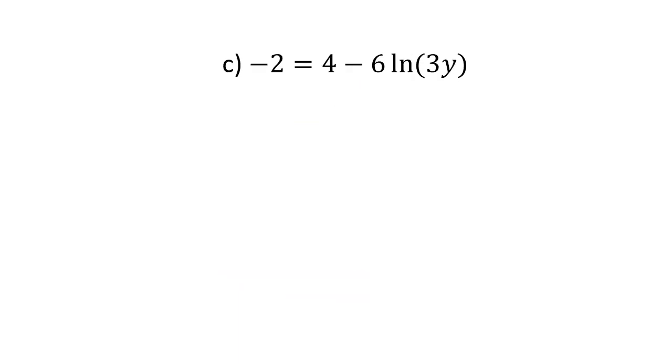Here's one that uses natural log, and notice the variable is in the argument of the logarithm. So what we should do is get everything else on one side of the equation. First thing we should do is subtract 4 from both sides. We'll have negative 6 equals negative 6 times the ln of 3y. Then we can divide both sides by negative 6, and we'll have 1 equals the ln of 3y.